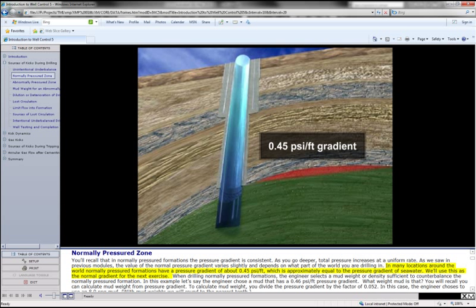In many locations around the world, normally pressured formations have a pressure gradient of about 0.45 psi per foot, which is approximately equal to the pressure gradient of seawater. We'll use this as the normal gradient for the next exercise.